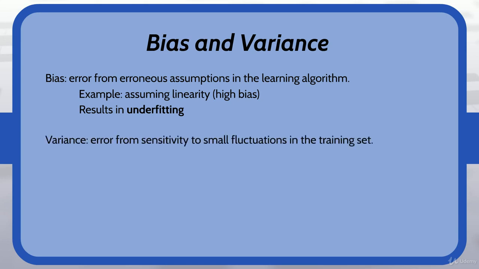On the flip side, we have variance, and this is error from sensitivity to small fluctuations in the training set. Instead of mapping the underlying trend, here we are making our model too complex and picking up on the noise and the small fluctuations instead of the underlying trend. An example would be using a higher order polynomial than necessary. Perhaps the data is linear and we try to map it with a polynomial. This is going to give us perfect accuracy on the training set. However, it's not going to be able to predict future data because we've missed that trend.